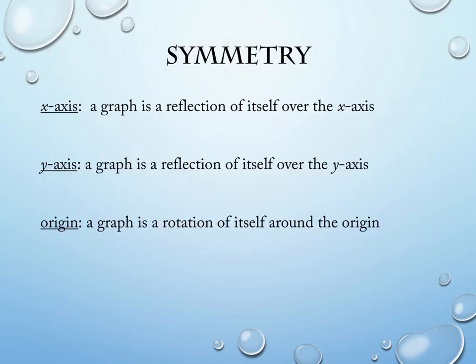X-axis symmetry is a graph that's a reflection over the x-axis. Okay, so if you imagine having a graph that opens like this, like my hand's opening upward, the reflection over the x-axis would be that it opens downward.